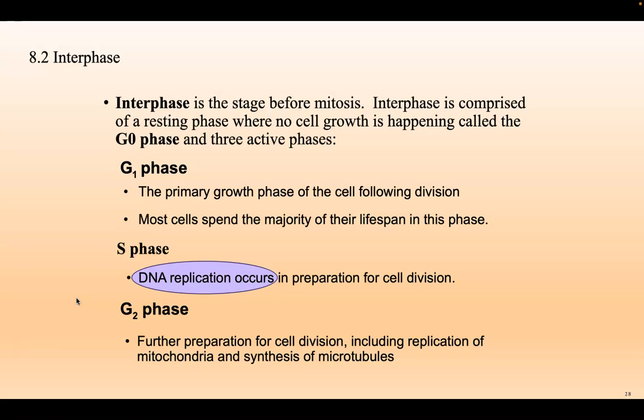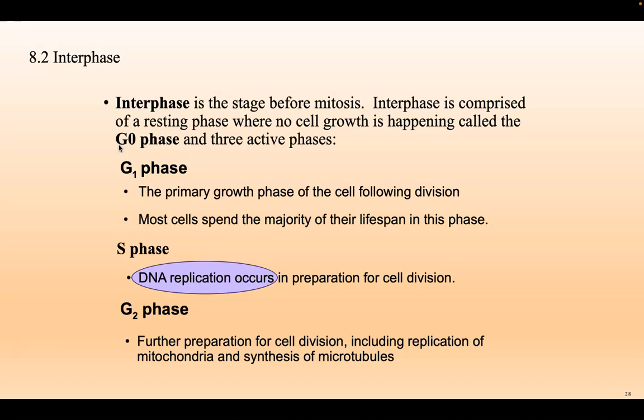In interphase, this is the stage before mitosis. It is comprised of a resting phase, and that's where no cell growth is happening. No division or replication of DNA is happening. It's just kind of the hangout phase. We call that the G0 phase. And then there are the 3 active phases of interphase which follow.